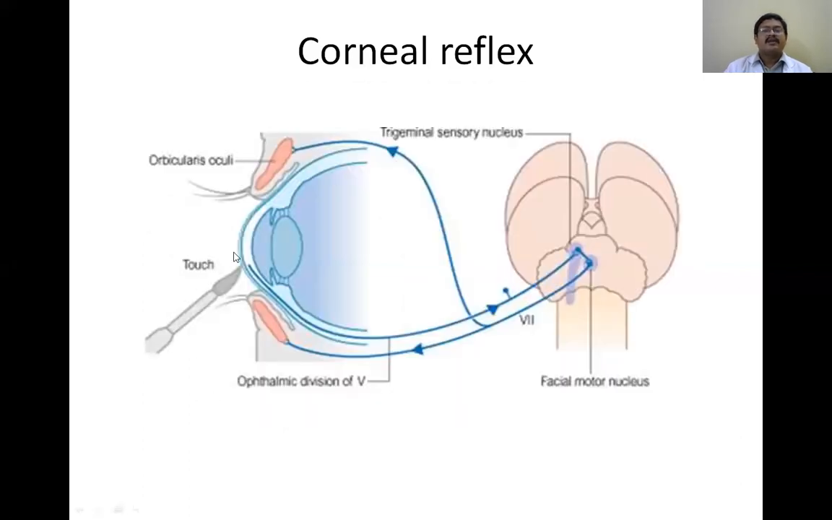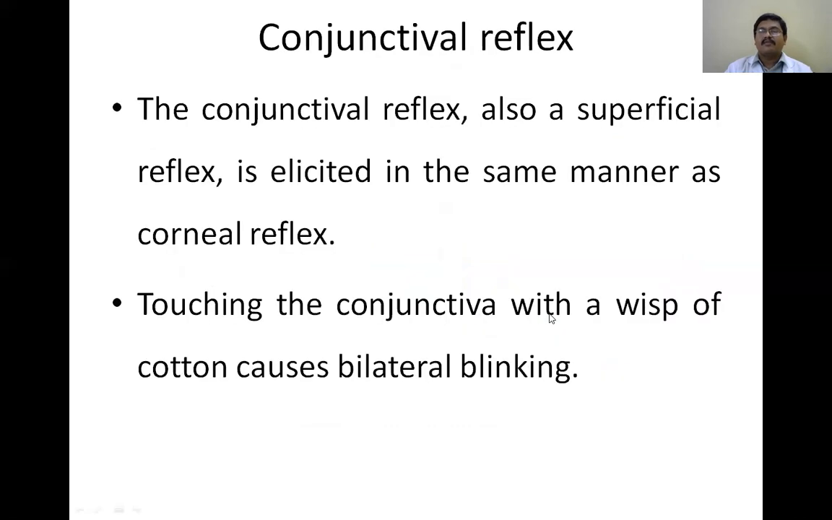Even this is the pathway. When you touch the cornea, the afferent is the ophthalmic division of the fifth cranial nerve, and the efferent is the seventh cranial nerve, the facial nerve, which goes to the orbicularis oculi.